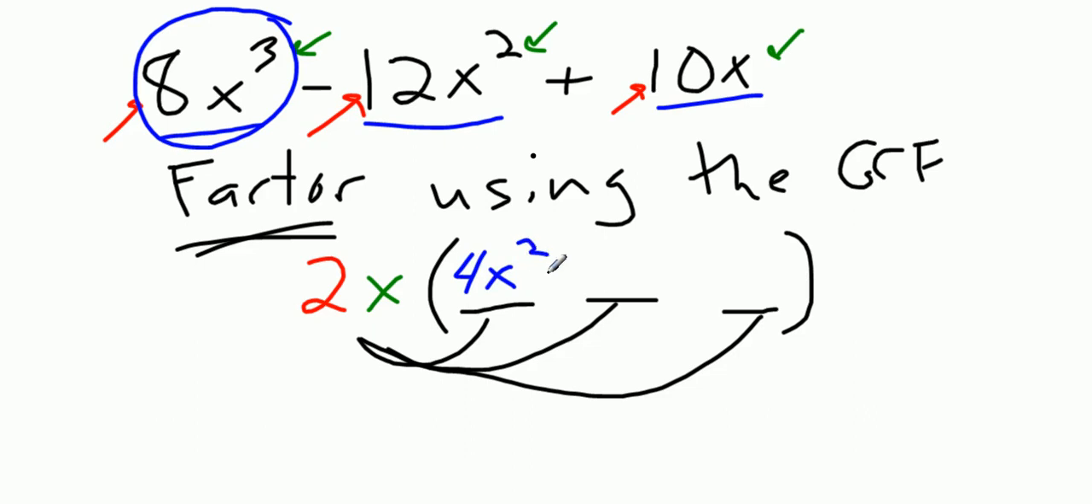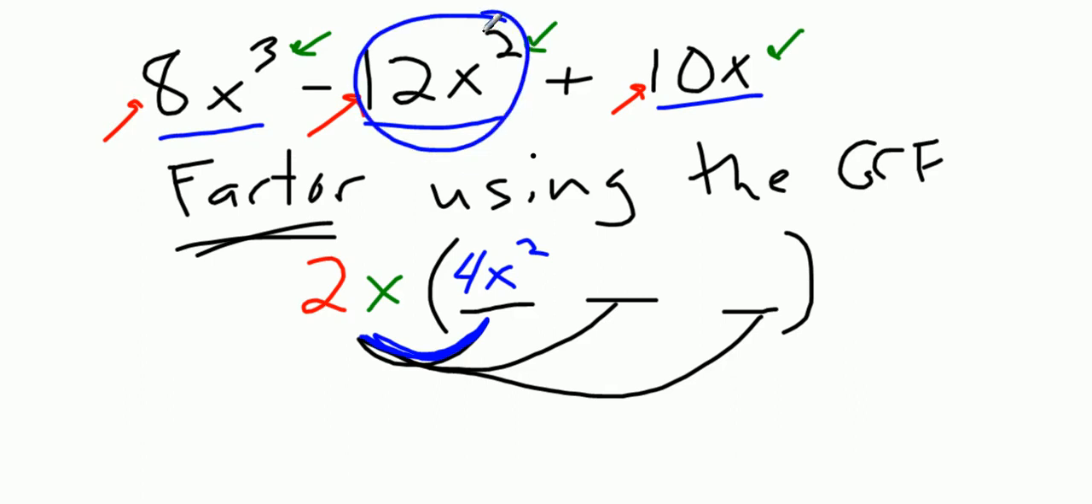After you think you have it factored, it's always a good idea, in your head or even on paper, to ask yourself, does 2x times 4x squared give me back 8x cubed? And I can see here that it does. When I move on to the next term, I need to get back to 12x squared. Now, I can't forget about this minus sign here. I need to deal with that too.